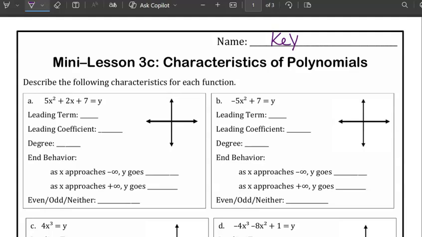We want to find the biggest exponent. That's right here. The leading term is that entire term, 5x squared. The leading coefficient is the number in front of that, which is 5. The degree is 2. That's the biggest exponent.